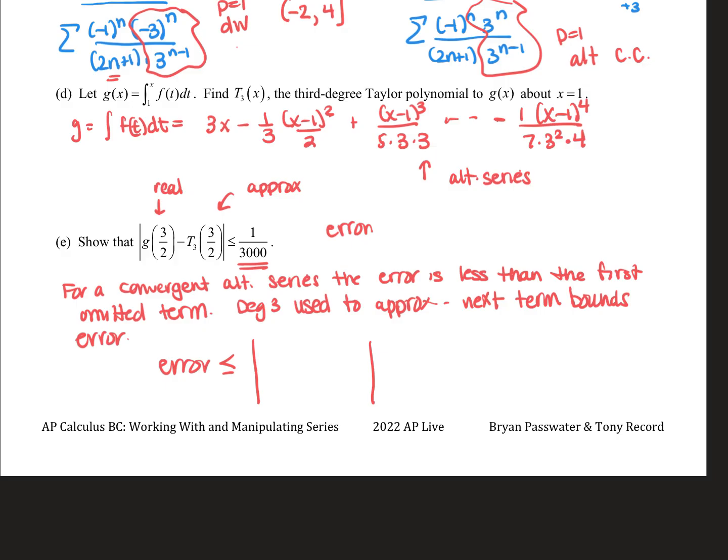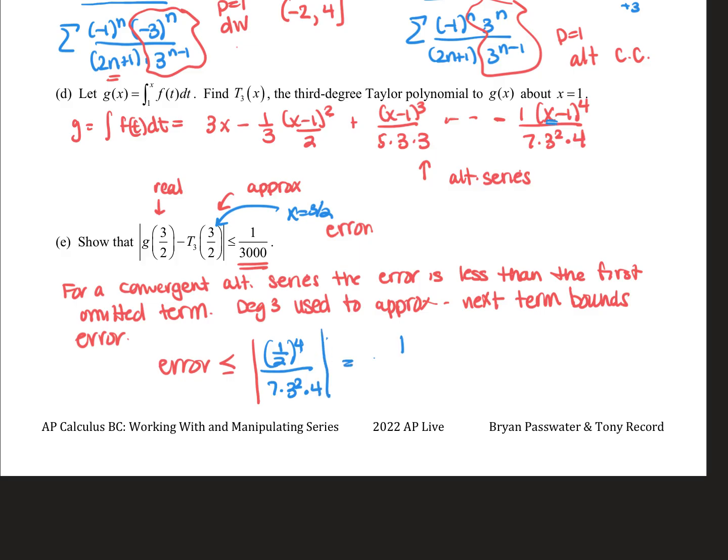But what did we plug in for x? We plugged in 3/2 for x, so that goes up here. So 3/2 minus 1 is 1/2, over 7 times 3 squared times 4. Simplifying this just a little bit, because we have to make sure that we actually agree that we think this bound is true, and I just deleted half of it by accident, so let's rewrite it. 1/2 to the 4th all over 7 times 3 squared times 4.